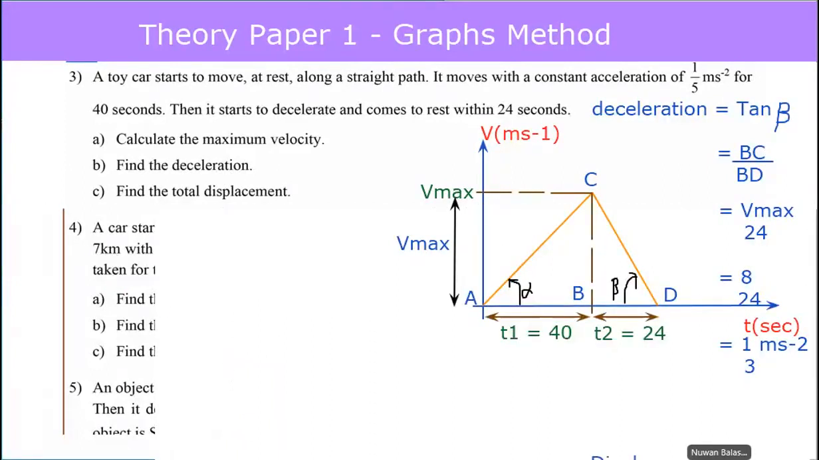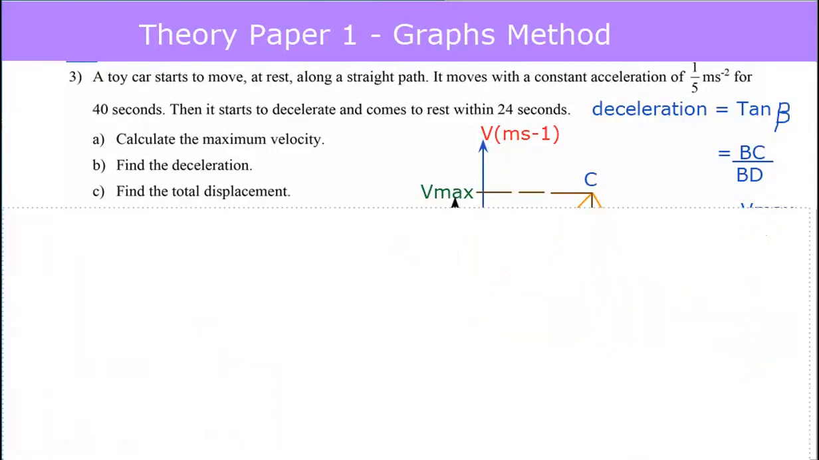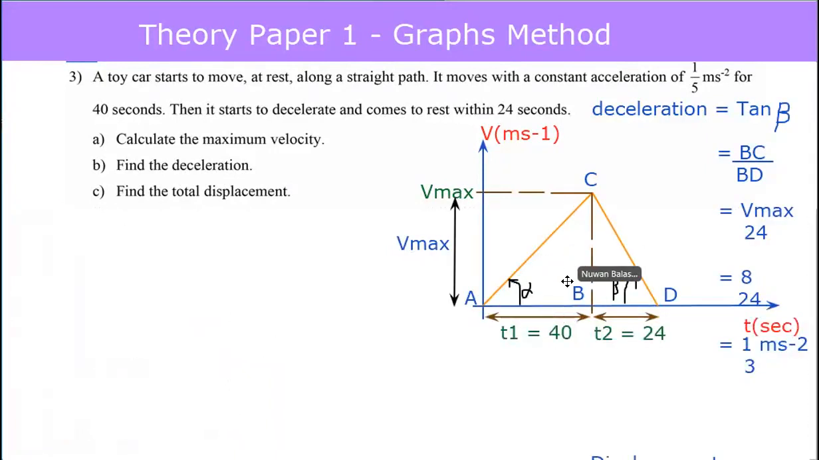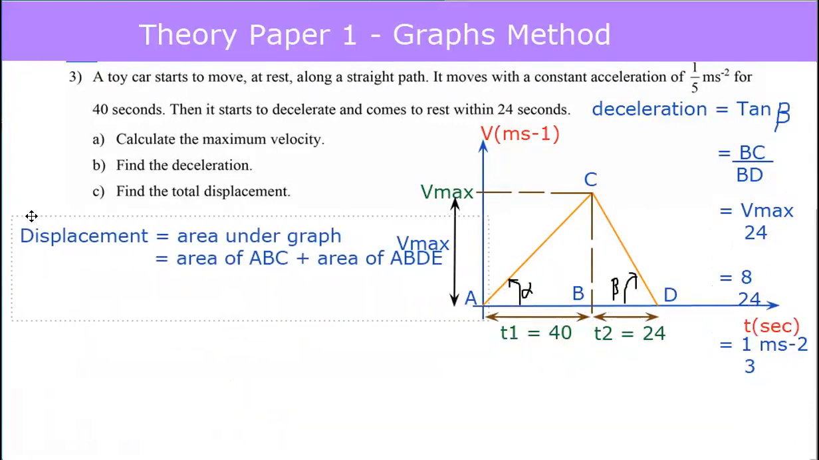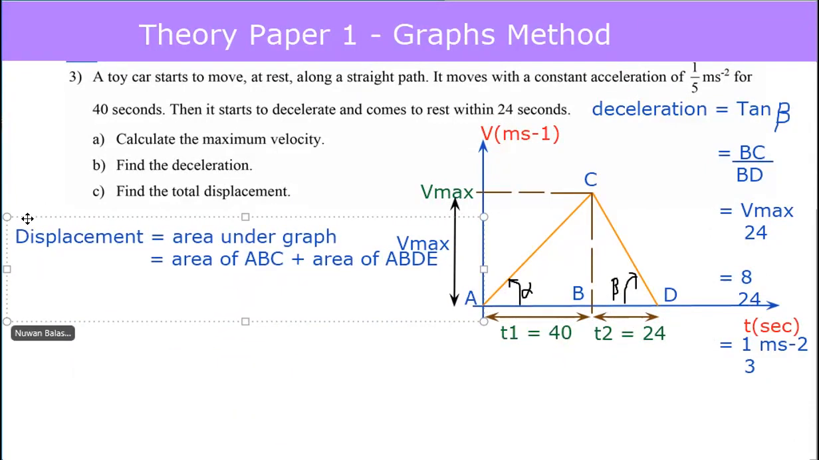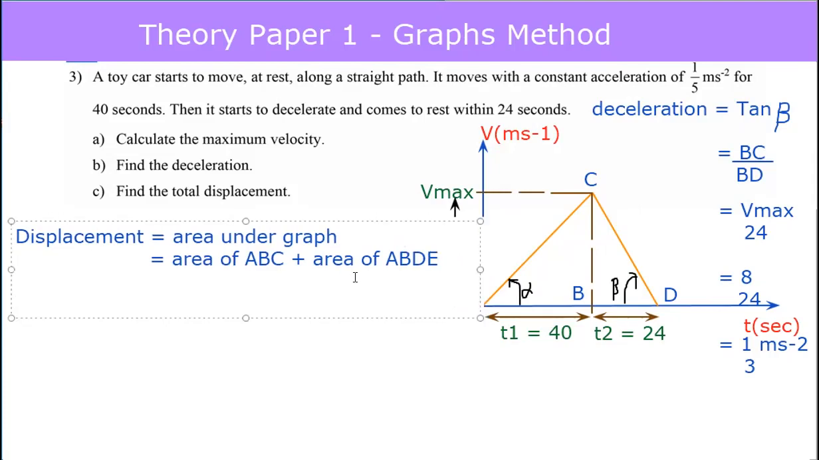So how many graph sections? Very good. How many graph sections are there? You should identify this ABC triangular section, and you should identify this BCD triangular section. So once you say displacement equals area under the graph, actually there are two sections. So the area of ABC triangle and the area of BCD triangle. Am I right? So there are two triangles.